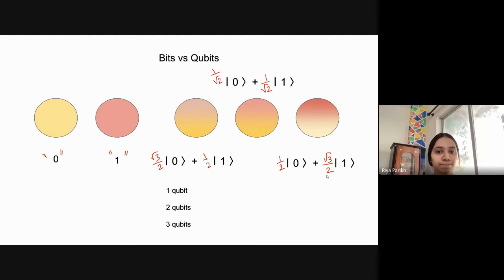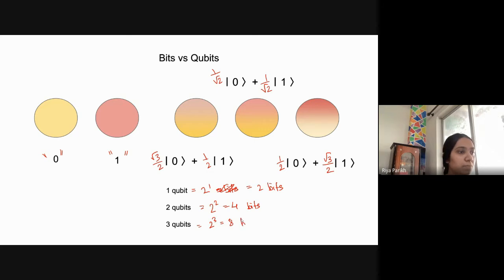So let's compare how a qubit can be compared to a bit. So one qubit is 2 to the power 1 bits. That is 2 bits. And 2 qubits could be 2 to the power 2, that is 4 bits. And 3 qubits could be 2 to the power 3, that is 8 bits.